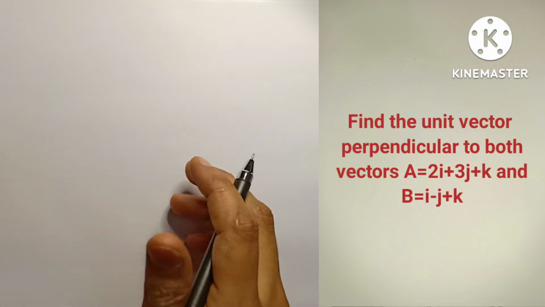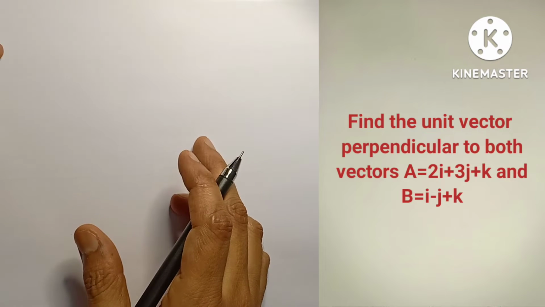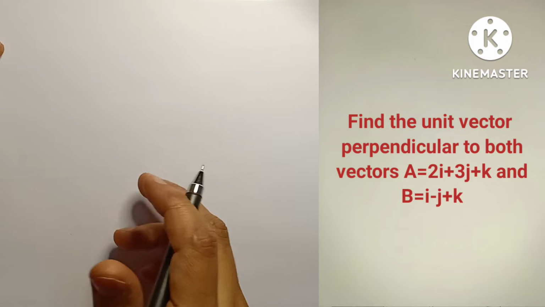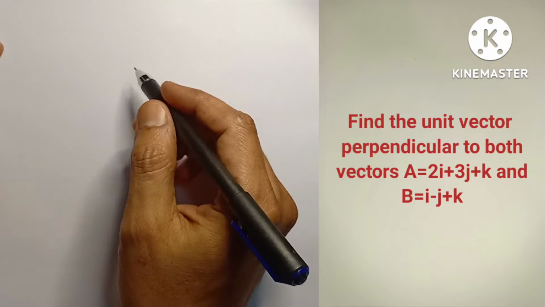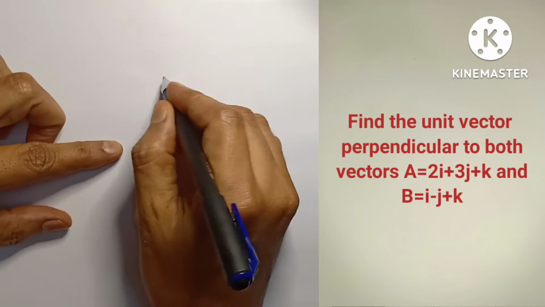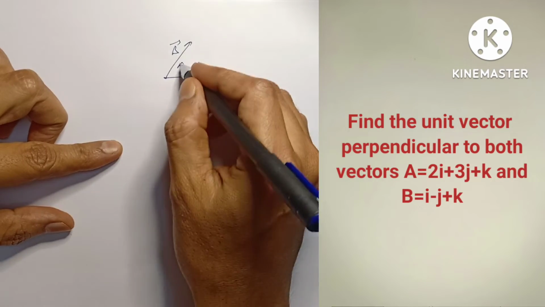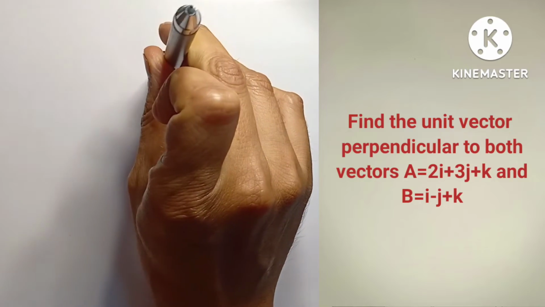Now the next problem: find the unit vectors perpendicular to a vector and b vector both. To find the vector perpendicular to a vector and b vector, just take the cross product of the two vectors. We know the cross product of a vector and b vector will be perpendicular to both a and b.